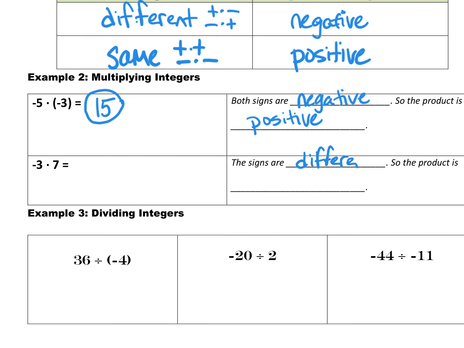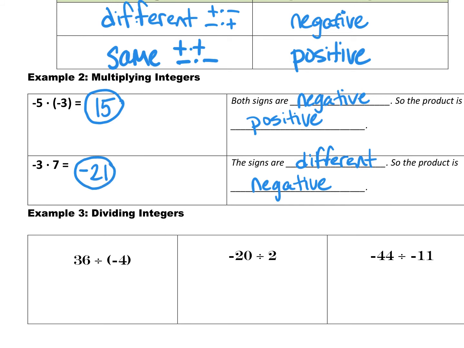We've got one of each sign. We've got one positive sign and one negative sign. So when the signs are different, our answer is going to be negative. So I'm going to do the multiplication, ignore the signs for a sec. 3 times 7, that's 21. But I know since the signs were different, a negative and a positive, my answer is negative 21.